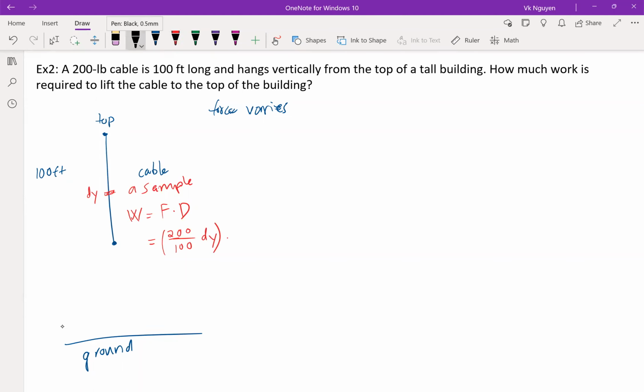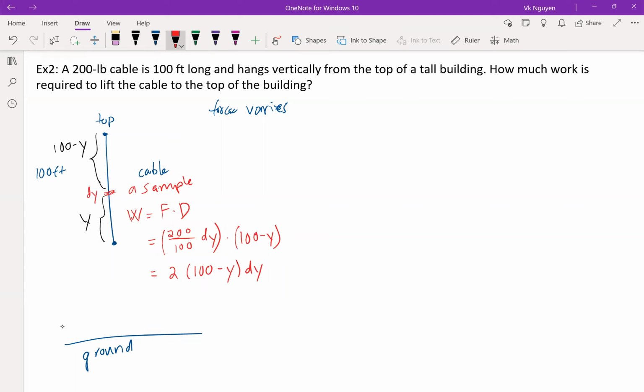That means we have to pull it up a distance of 100 minus y, if the distance from here to here is y. So this is the work done to pull a sample: 2 times 100 minus y dy.